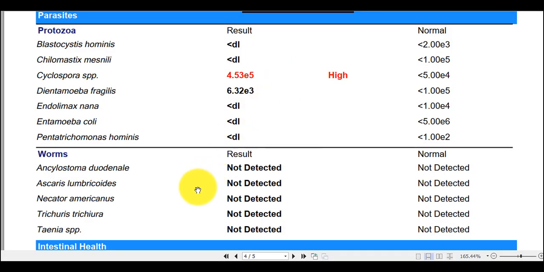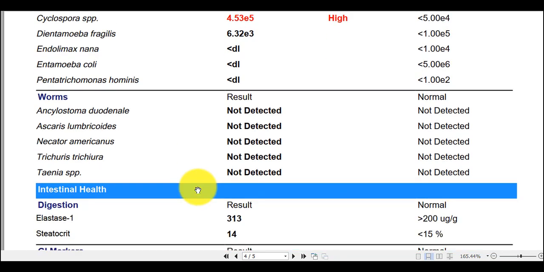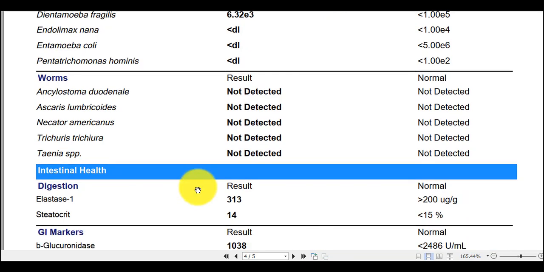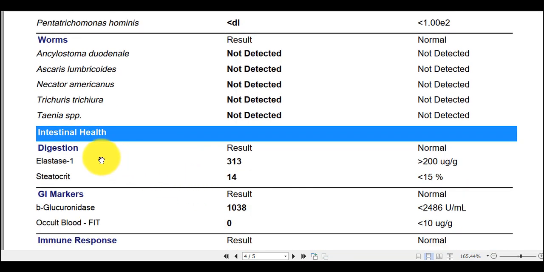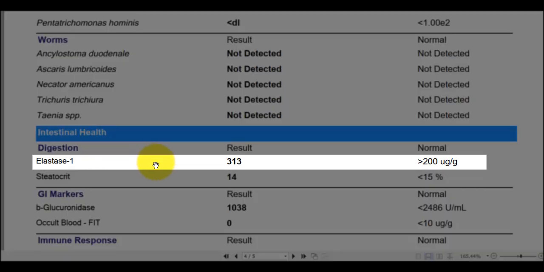And you can see that there are no worms detected on this report. So let's move on to the intestinal health markers. So under digestion, there is elastase 1 and steatocrit. So elastase 1 is a digestive enzyme secreted exclusively by the pancreas, giving a direct indication of pancreatic function.